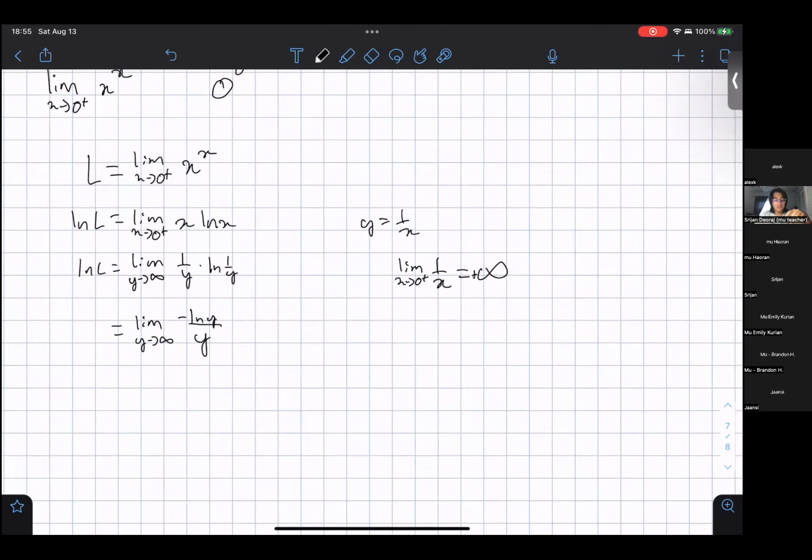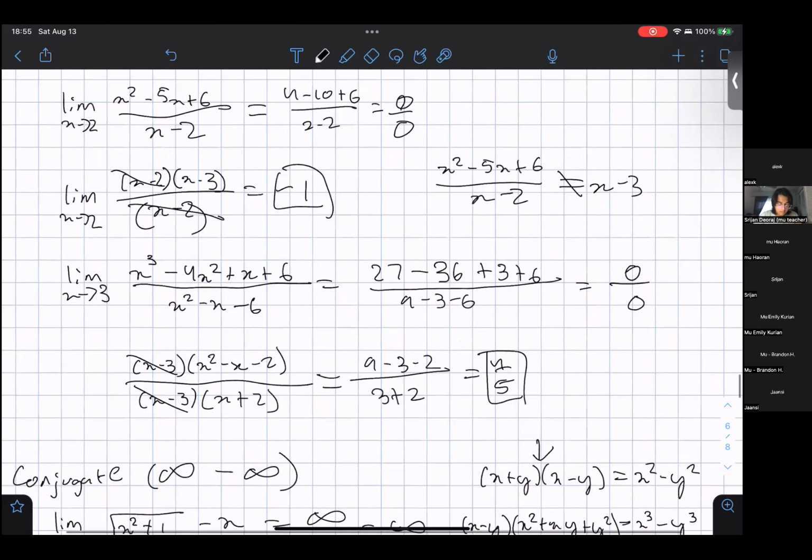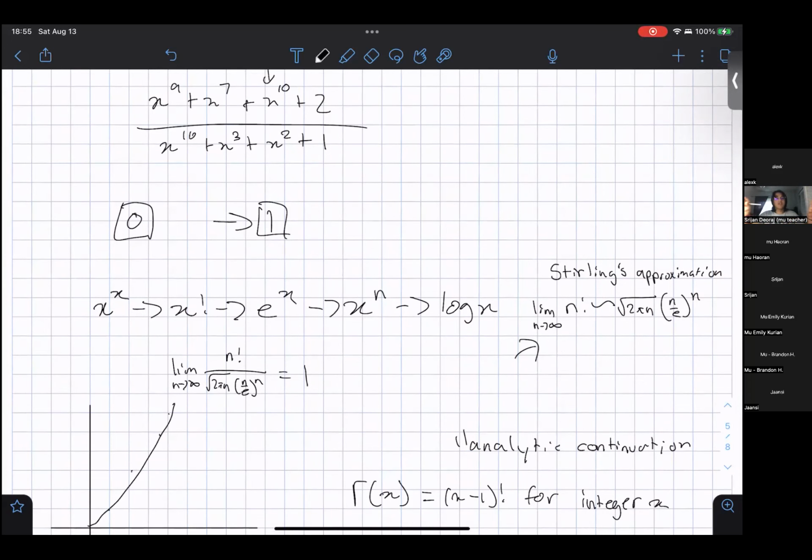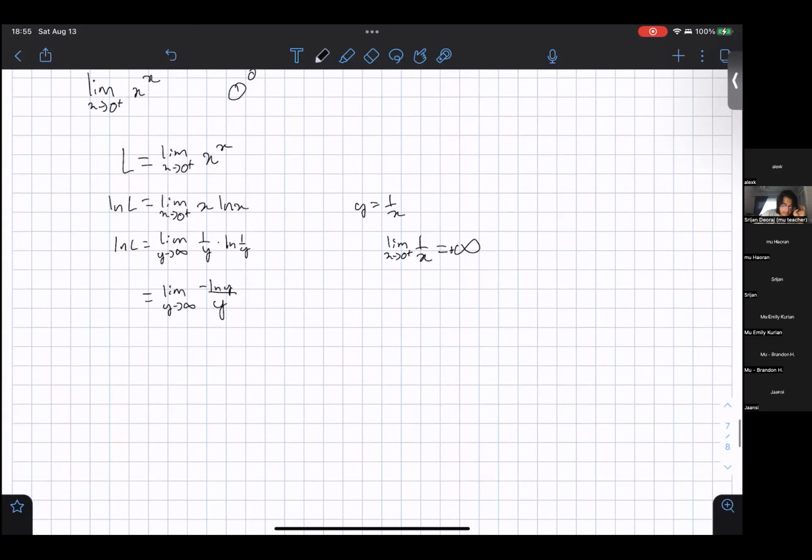And from here, what we can do is go back to our growth hierarchy. And we can see that x to the n always grows faster than log of x. And so what that essentially means is the limit as x approaches infinity of log of x over x to the n is always going to be equal to 0, no matter what power of n you have. And so that comes in really handy here, because we can just say that this is equal to 0, because we have the limit as y is approaching infinity.